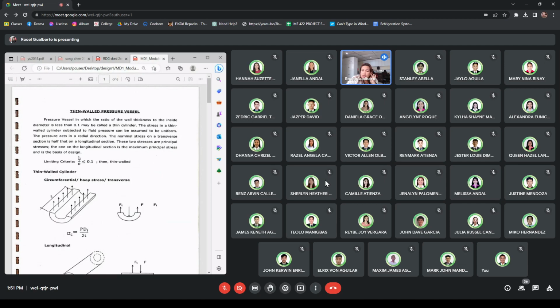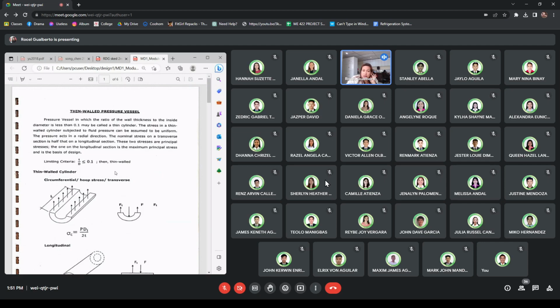Isa-substitute po natin dito yung naging sagot natin. And if it falls under this range, so ibig sabihin, thin-walled talaga siya. And you can use that value. Okay? So your conclusion is to use yung thickness na na-solve nyo.